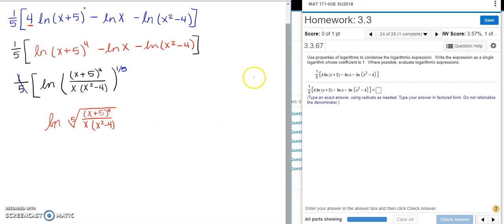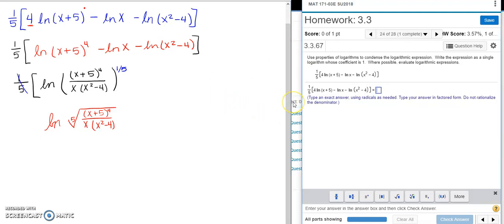The 1/5, if you had distributed it, would have meant you would have had a 5th root on each piece individually, which is okay. It's still correct. It just would have been a lot uglier because you would have had a 5th root, a 5th root, a 5th root, all over this thing. If you leave it outside like this, that means you just have one big 5th root and it's a little prettier. So we have the natural log of the 5th root.